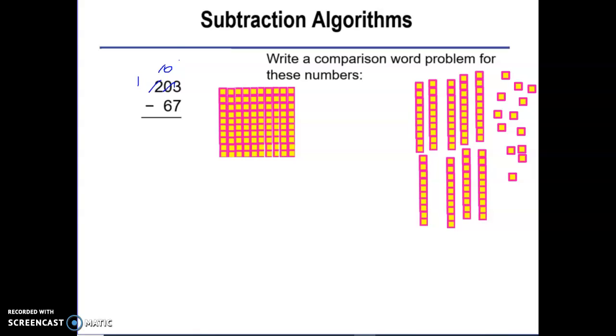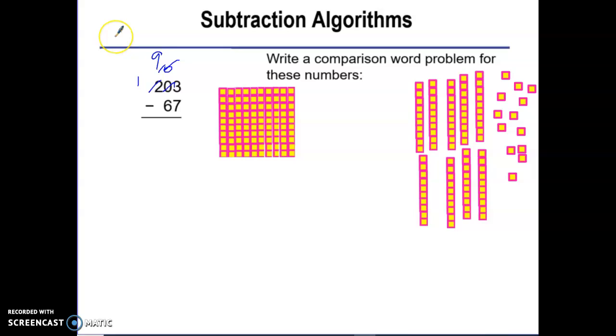I had 10 rods, I took one away, and now I have 9, and I split that one into 10 tinies. But I already had 3 tinies over there. So if I look, I have 1, 2, 3, 4, 5, 6, 7, 8, 9, 10, 11, 12, 13.